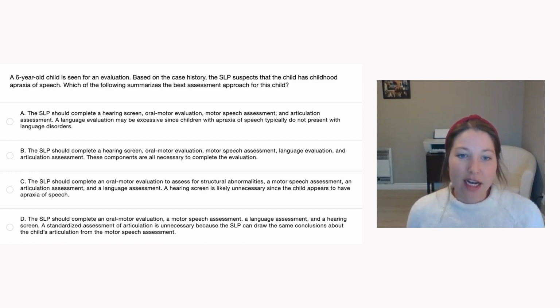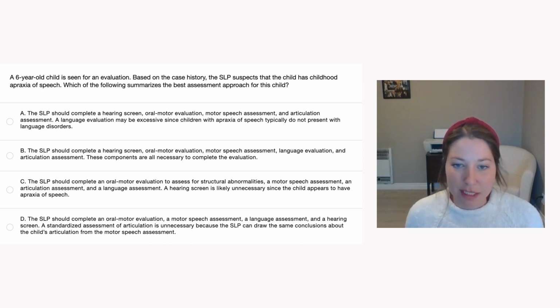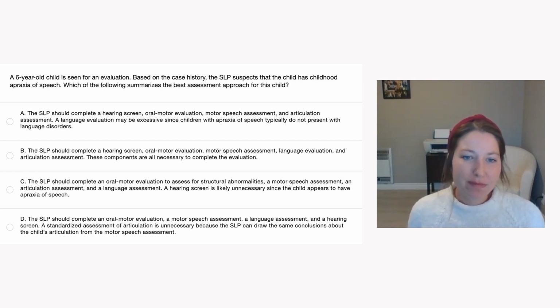Answer B, it is a good answer. The first and second parts of answer B are accurate and true. The first part lists the necessary components of evaluation, and the second part states that we should complete all elements of assessment to provide a comprehensive evaluation of the child's skills. So that one's correct, but we still should go through the other answer choices just to make sure.